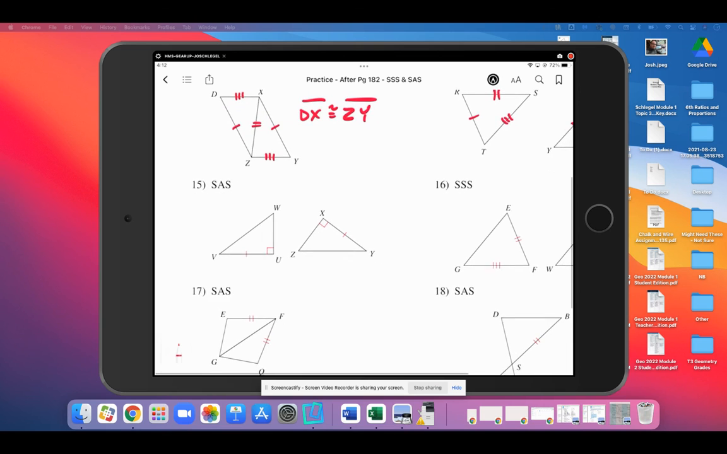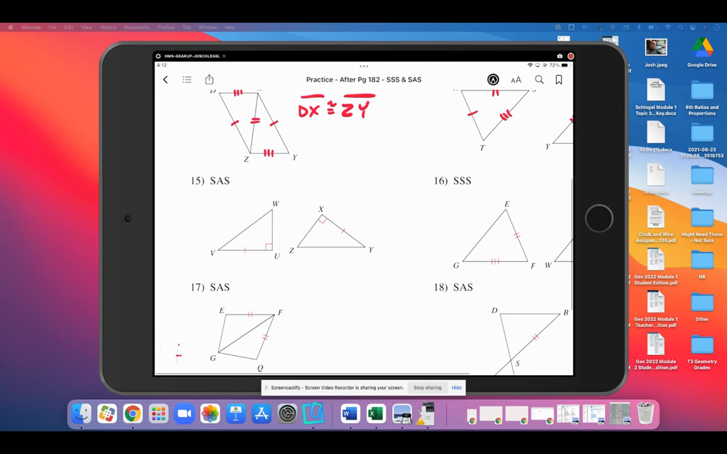Number 15, side, angle, side. So I have a side and an angle, and I have a side and an angle. Remember, the angle has to be trapped between the two sides. So I cannot use that side because that does not trap the angle. I have to use this side because that's the side that traps the angle. Same thing on the other side, everyone, or on the other triangle. I would need to know that WU is congruent to XZ.